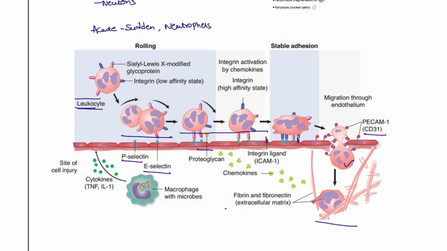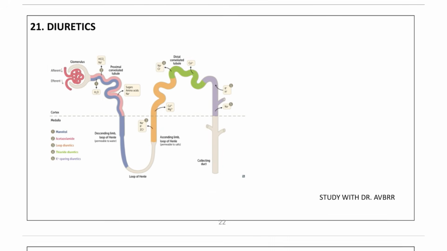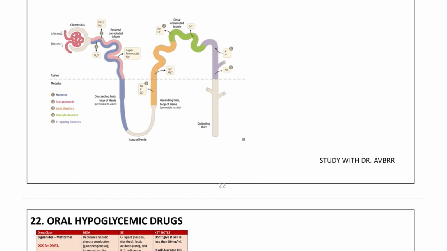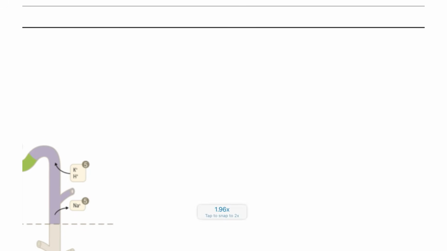And from here, it is going to chemotaxis, and that will kill the phagocytosis of that particular enzyme. Right? Next, moving on to another important point, that is the diuretics. Diuretics is also a frequently asked question, guys. Let's see one by one what the diuretics are.